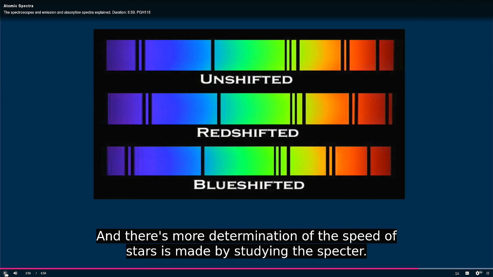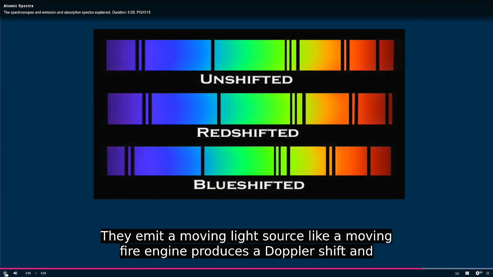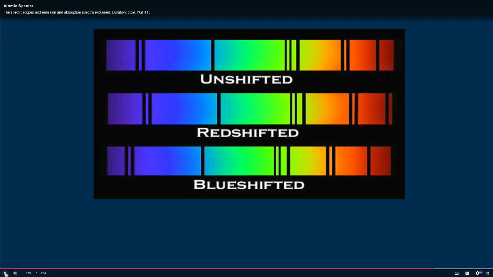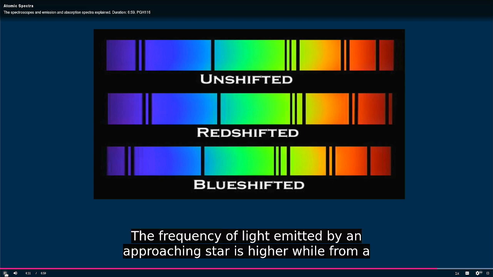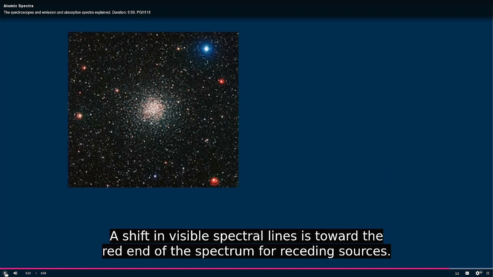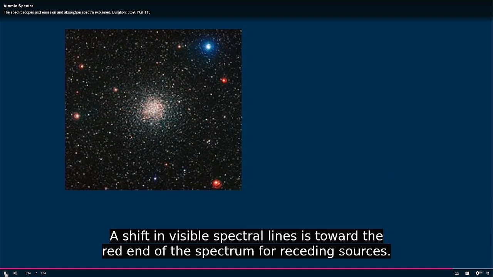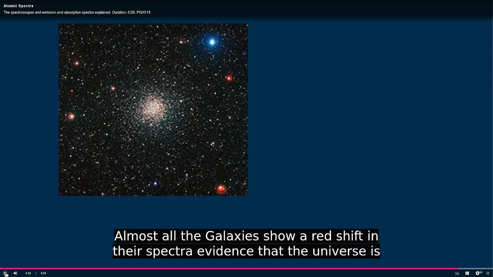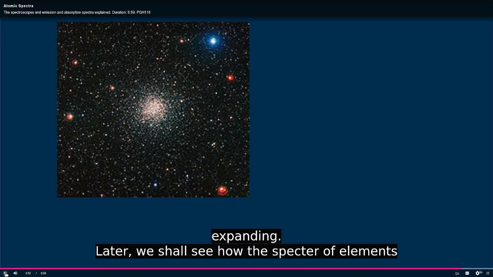Determination of the speed of stars is made by studying the spectra they emit. A moving light source, like a moving fire engine, produces a Doppler shift in frequency. Sound for a fire engine, light for a star. The frequency of light emitted by an approaching star is higher, while from a receding star is lower, compared with a stationary source. A shift in visible spectral lines is toward the red end of the spectrum for receding sources. Almost all the galaxies show a red shift in their spectra, evidence that the universe is expanding.